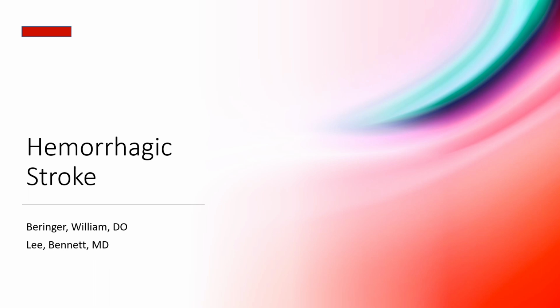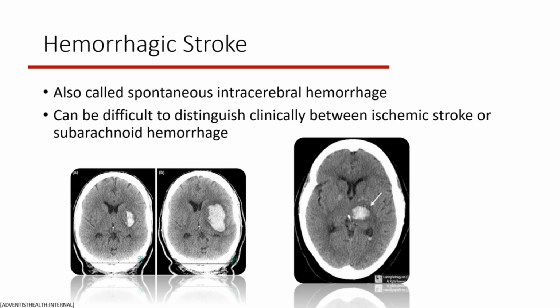I'm going to talk about hemorrhagic stroke. And obviously, for us today we're talking about stroke, in particular ischemic stroke. However, we're also trying to look to see if the patient has any bleeds. And again, that's why we're doing that head CT upon initial presentation.